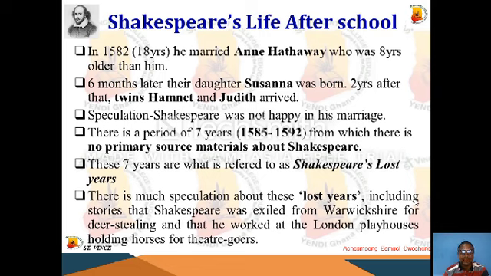And then after 2 years, that is, 2 years after their marriage, he had twins, Hamnet and Judith. They both were female, so he had two other children. So in all, you should know how many children Shakespeare has.